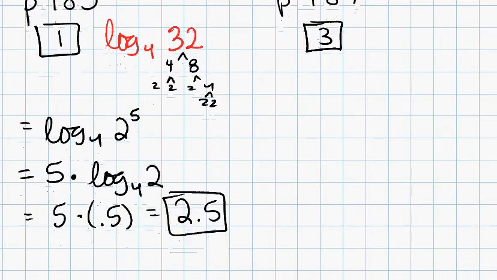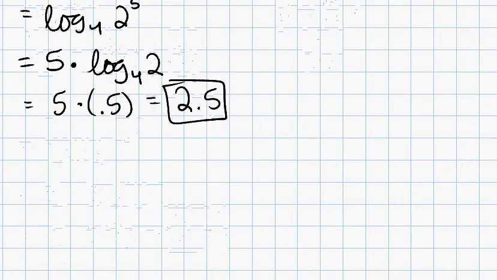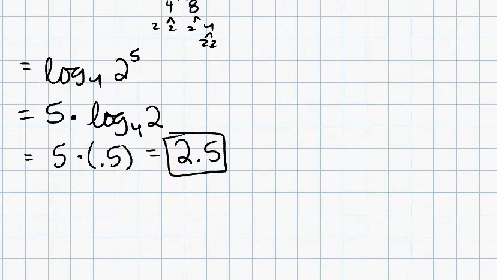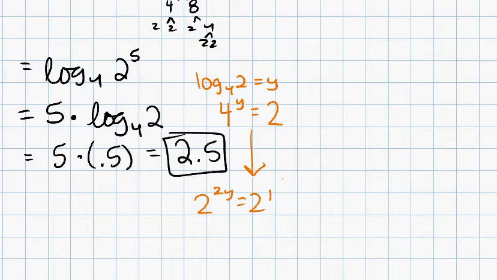If the book hadn't given you log base 4 of 2, you could still find it, because 4s and 2s, they go together very well. Log base 4 of 2 equals y. 4 to the y equals 2. 4 is 2 squared. Must be a half, because 2y equals 1.